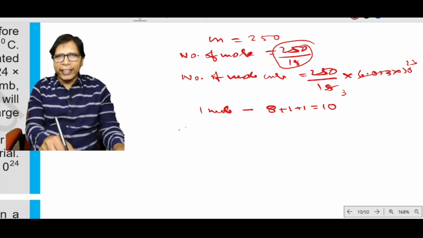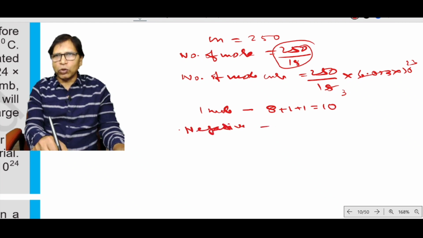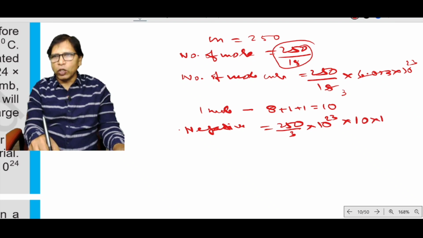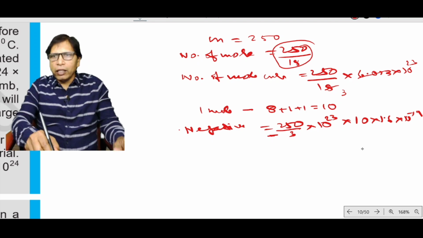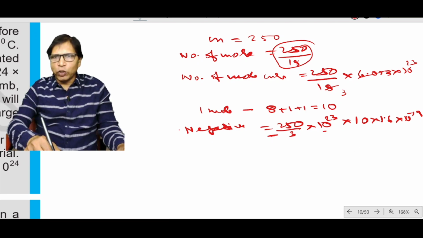So look at this negative charge. So negative charge is equal to 250 by 3 into 10 to the power 23 into 10 into charge of electron, 1.6 into 10 to the power minus 19. This is the negative side. Okay. Now look at this. This is 10 to the power 23 and 10 to the power minus 19. So look at this. This is 10 to the power 4.